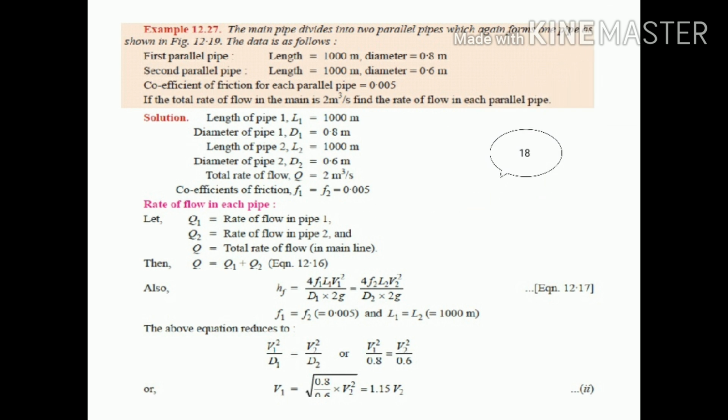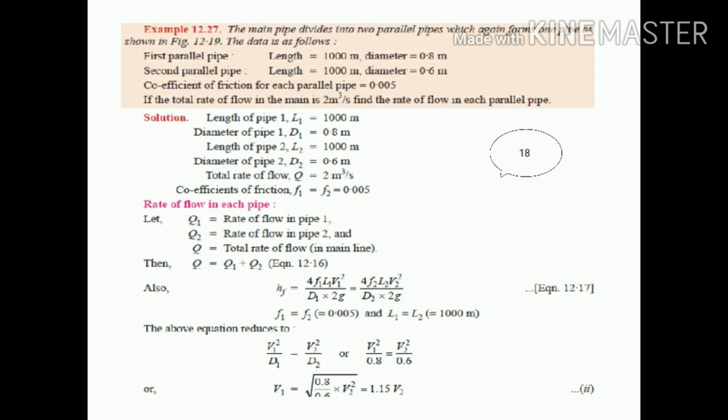The main pipe divides into two parallel pipes which again form one pipe, as shown in the figure. So the diagram is given. For the first parallel pipe, the length is 1000 meter and the diameter is 0.8 meter. For the second parallel pipe, the length is 1000 meter and the diameter is 0.6 meter. The coefficient of friction for each parallel pipe is 0.005, that means F1 is equal to F2. If the total rate of flow in the main is 2 meter cube per second, find the rate of flow in each parallel pipe. That means the main total discharge is given, and this discharge is divided into two pipes, so you have to calculate the discharge for each individual pipe.